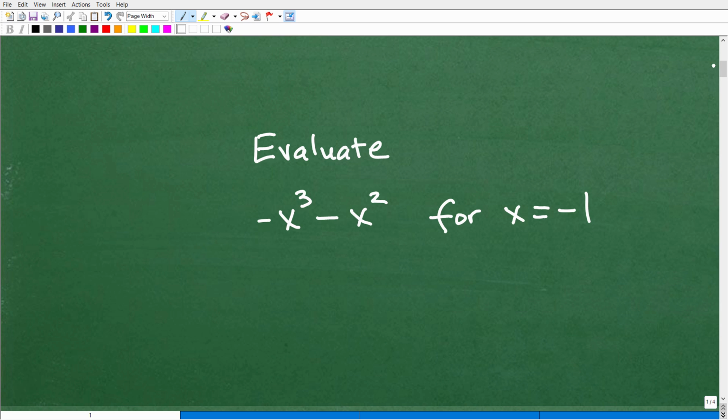So here's a little simple problem. It says evaluate negative x cubed minus x squared for x equals -1. So, pretty simple problem. Let's see what you can come up with. Let's just test your knowledge right now. Go ahead and evaluate this and let's figure out what the answer is. I'm going to do this, but I really want to encourage you to pause the video and knock this out. If you know what you're doing, you can get the answer here in about 45 seconds, probably less than that.